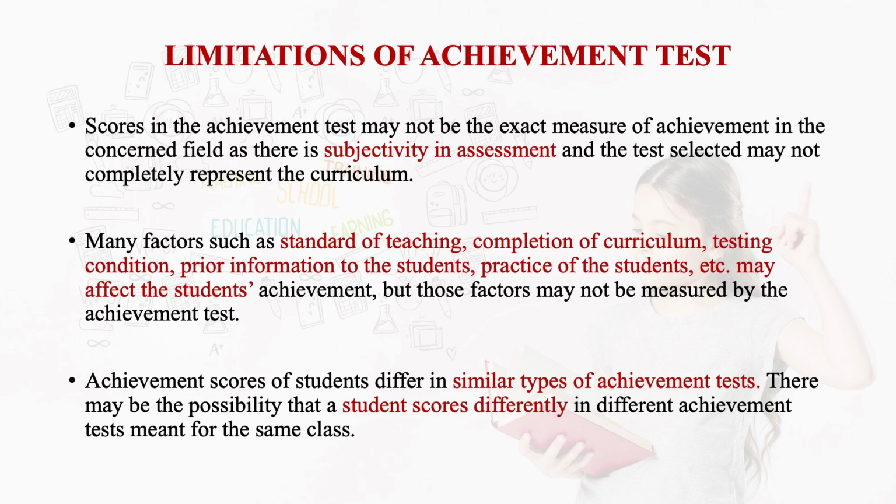There may be the possibility that a student scores differently in different achievement tests meant for the same class. So many a time from the same subject, from the same standard, if you prepare two equivalent tests and administer that test upon the group of students, you will find that the students will score differently. So that's why these are the certain common or general limitations of an achievement test.